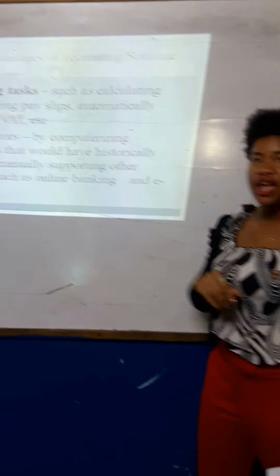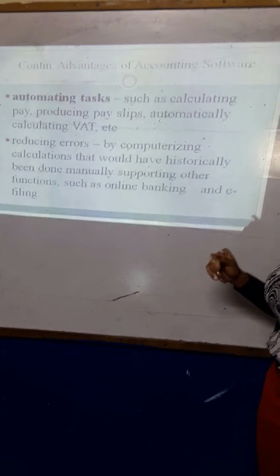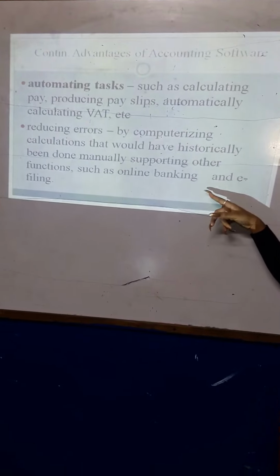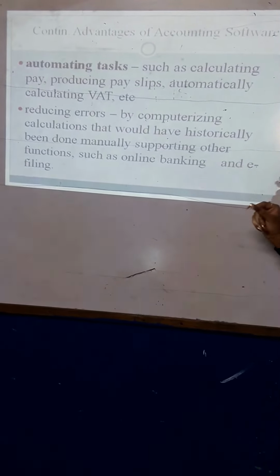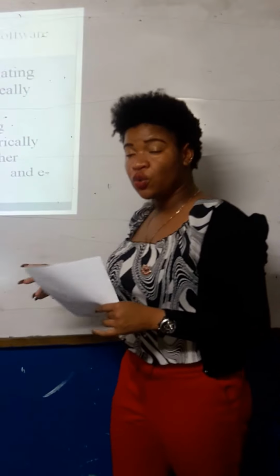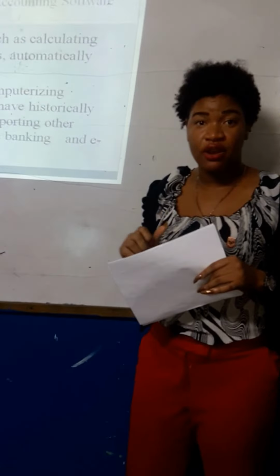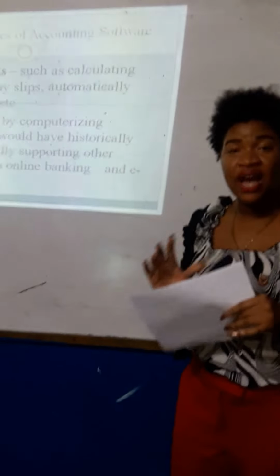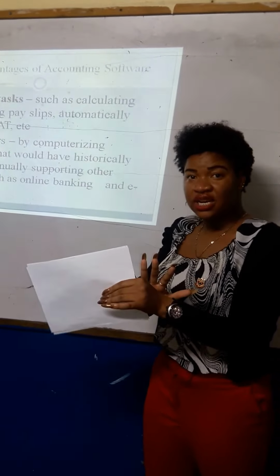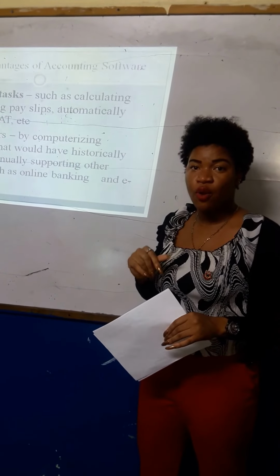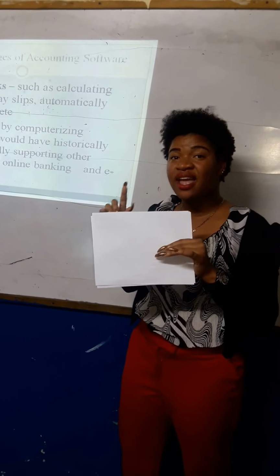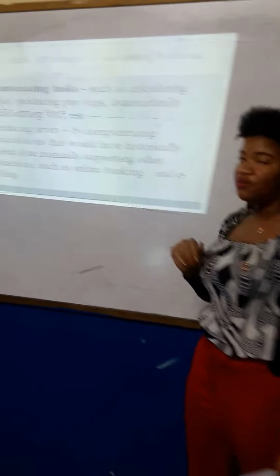Reducing errors. By computerizing calculations that would historically have been done manually, supporting other functions such as online banking and e-filing. So, you're on your accounting software, you're doing your accounting, you realize that a figure has been mismatched. You do not worry, because the accounting software will simply alert you that you have made an error, and by that you'll be able to fix that error before moving on and spoiling any of your accounting data. Let's move on.